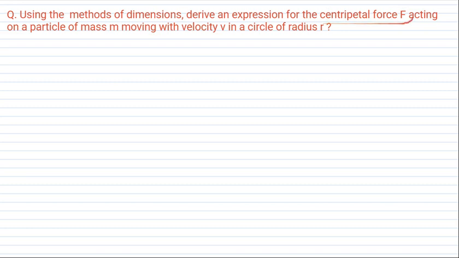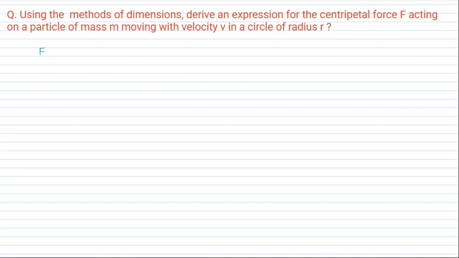This centripetal force quantity, we will discuss in more detail in our upcoming classes. For now, we'll just try to derive the expression for this centripetal force using the method of dimension. In the question they have said that our centripetal force depends upon the mass of the body moving with velocity v, and it is moving in a circle of radius R. So we are given these physical quantities, and using these we will derive the expression for the centripetal force.